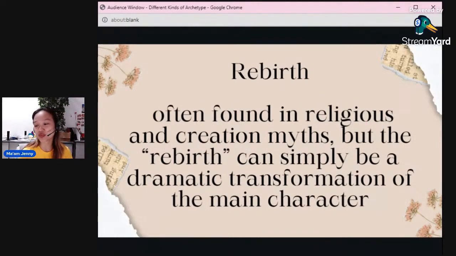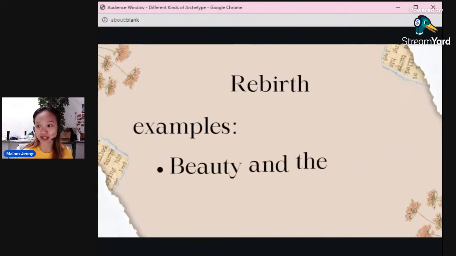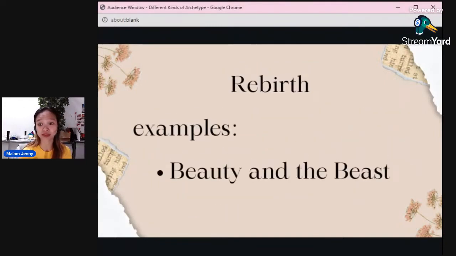Next, you have the rebirth, often found in religious and creation myths, but the rebirth can simply be dramatic transformation of the main character. So, kinuha example sa rebirth is yung Beast sa Beauty and the Beast.